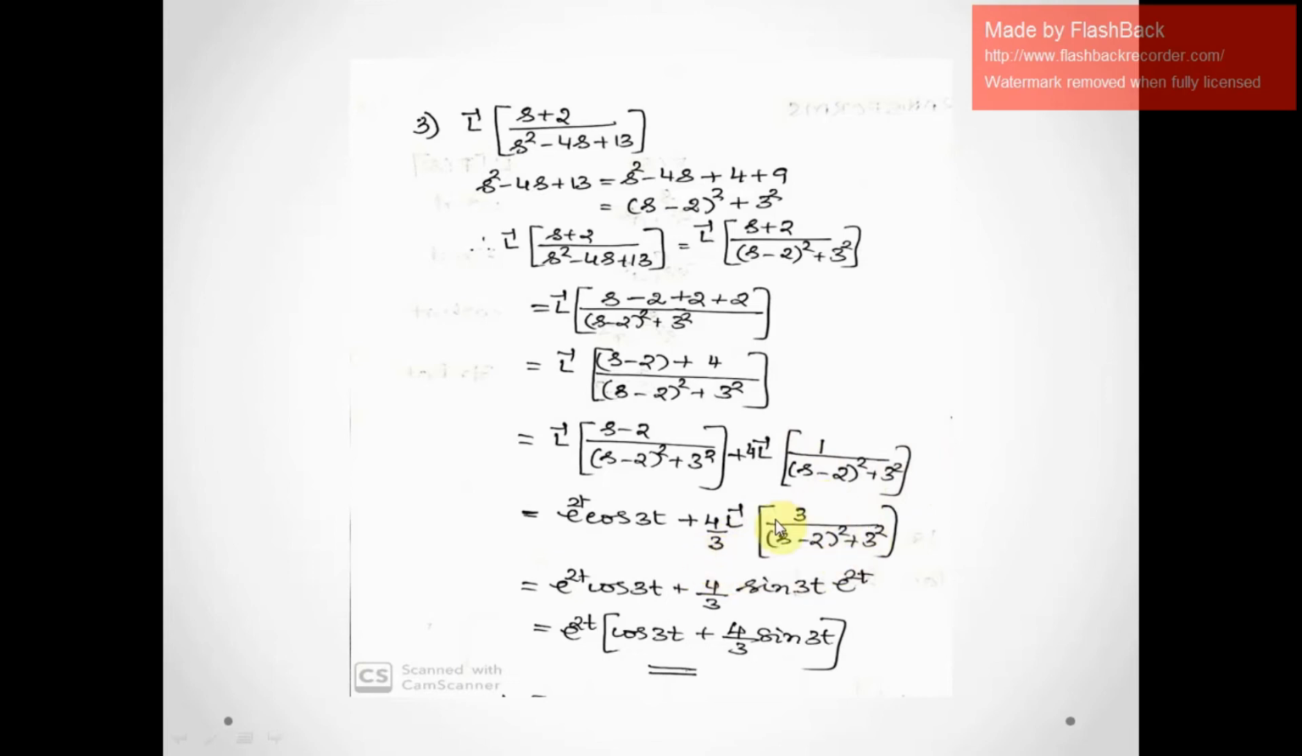Then apply the formula here, so that a by a square plus a square is sine at, where a is 3. There is a shifting of minus 2 here, so I have to include e power 2t. Altogether, I can take e power 2t common, so that e power 2t into cos 3t plus 4 by 3 sine 3t.